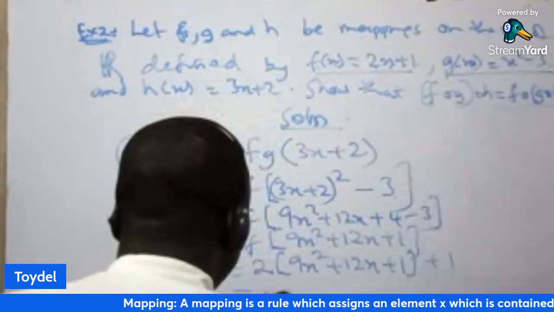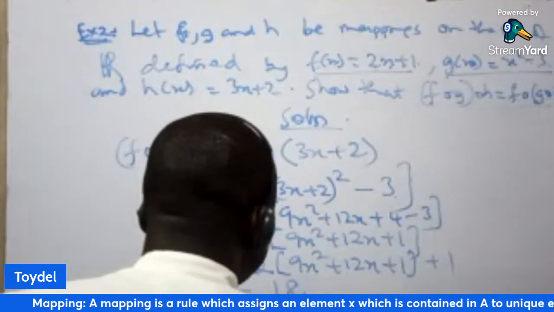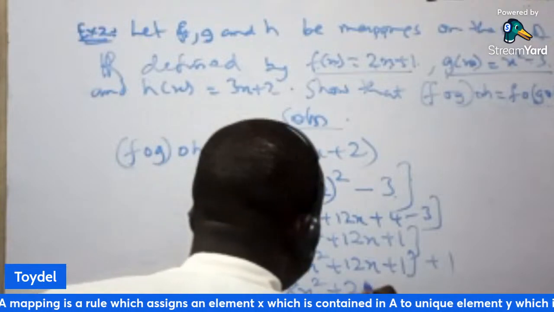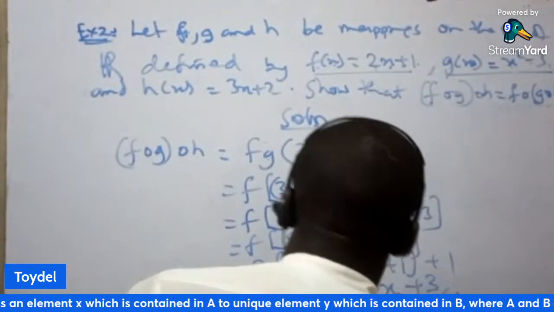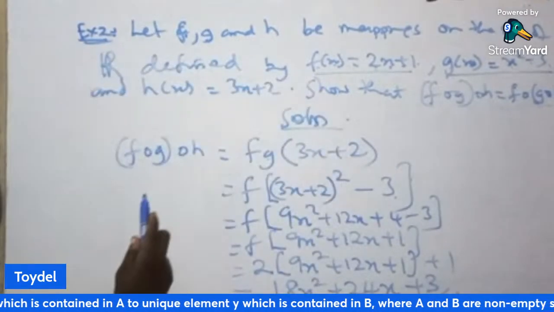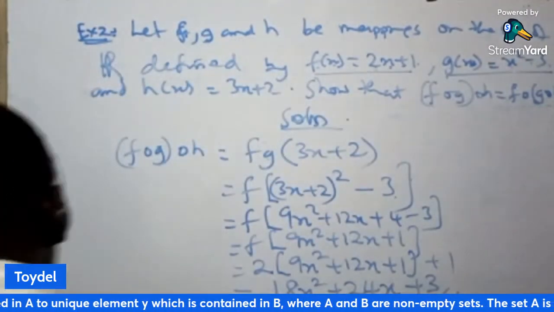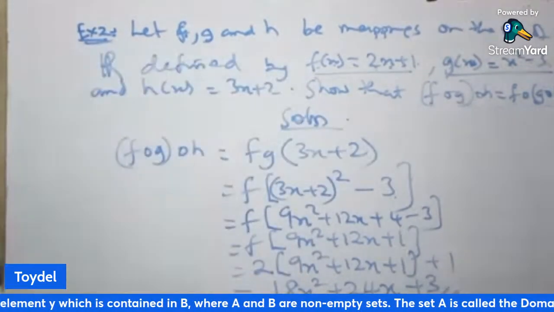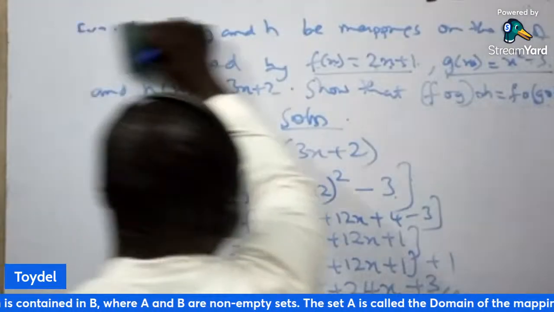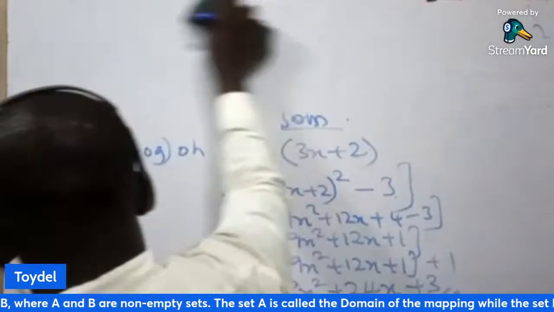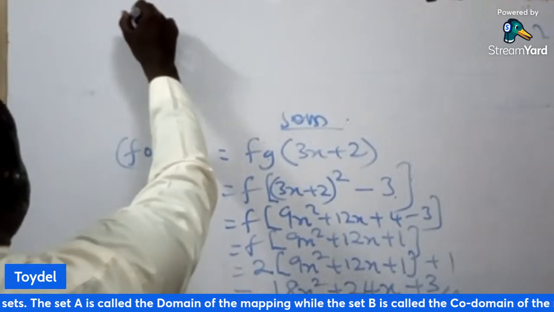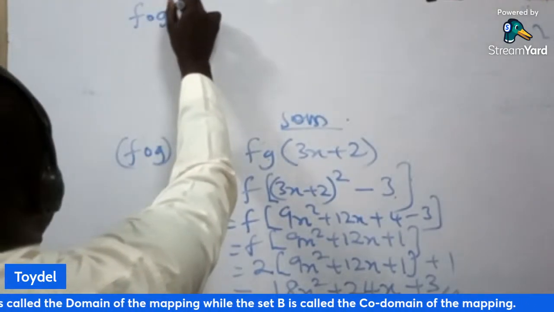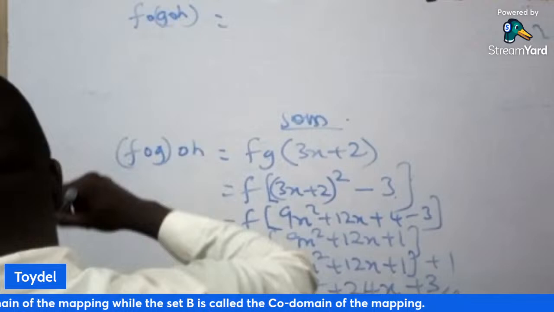So if you now write out everything, we are going to have 18x squared plus 24x plus 2 times 1, 2, 3. So F of G of H is given as what we have on the board. Then let's go ahead and do the other side. If we are able to get the same thing, then we can go ahead and generalize. When we now have F of then G of H. So what do we do here?